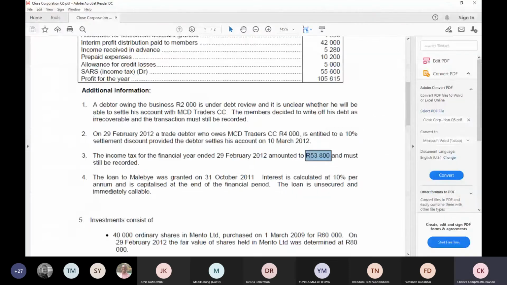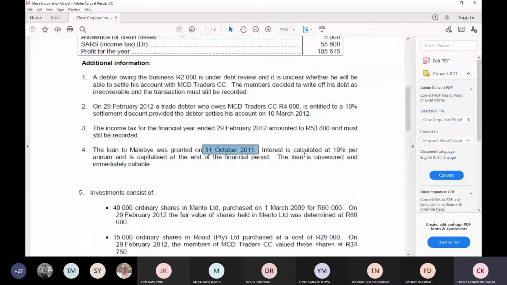Okay. The loan to Malabai was granted on the 31st of October 2011. Interest is calculated at 10% per annum and it is capitalized at the end of the financial period. The loan is unsecured and immediately callable. So what does that tell us? It is a current asset. Thank you. Kerry, do you have a question? No. 100%. No, I just saw your hand went up.